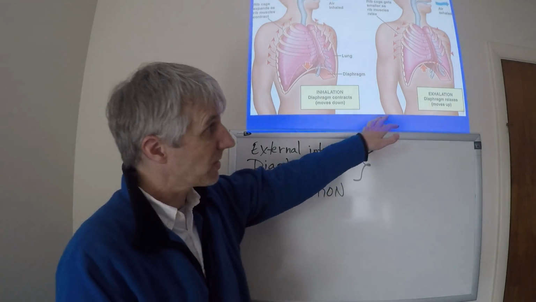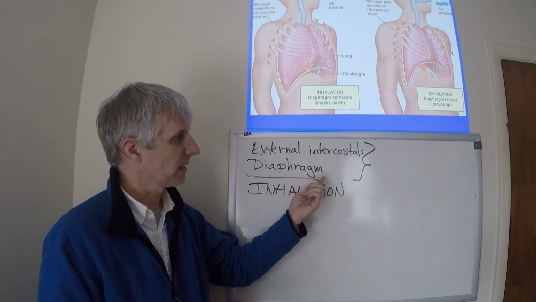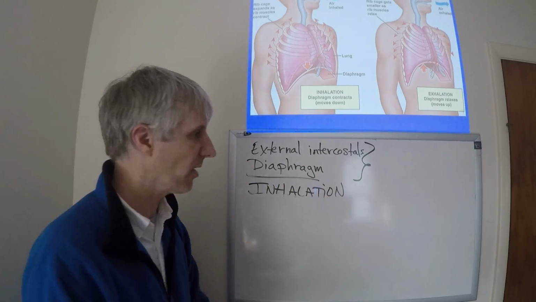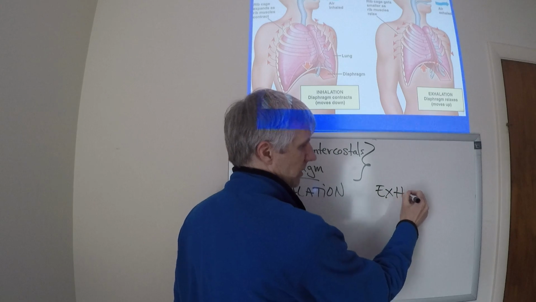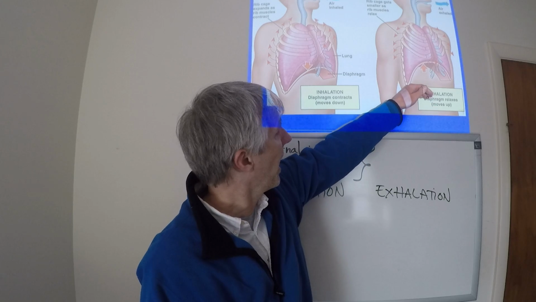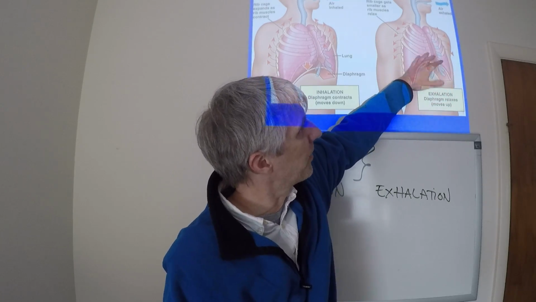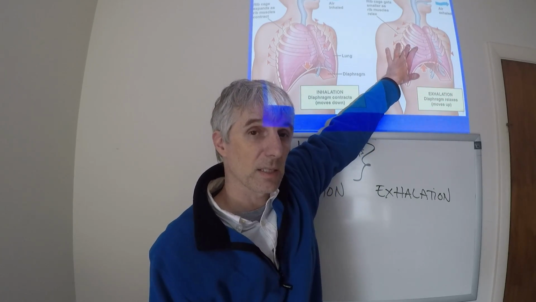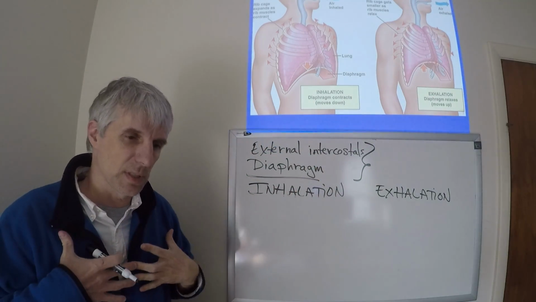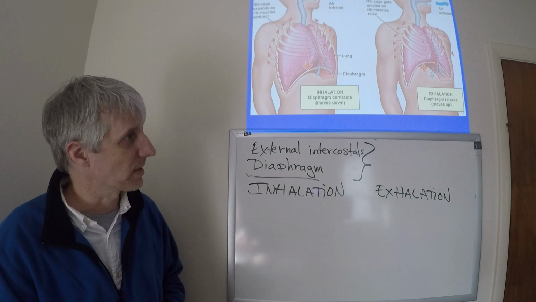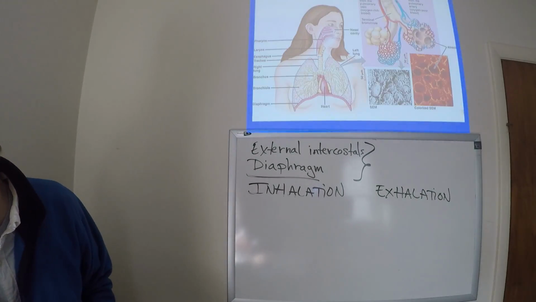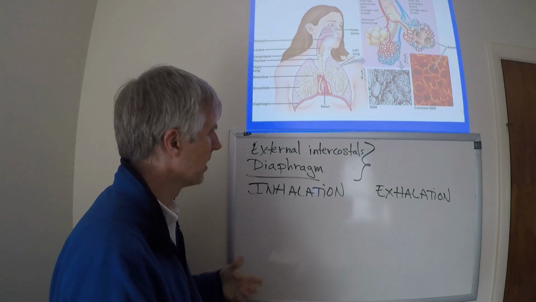Okay? Exhalation is a process of relaxing these muscles. If I relax the external intercostals, I relax the diaphragm, I get what's called exhalation. The relaxation of the diaphragm allows it to come up, decreasing the size of the thoracic cavity. As I relax the external intercostals, the rib cage comes down, decreasing the size of the thoracic cavity. Inhaling air, exhaling air.